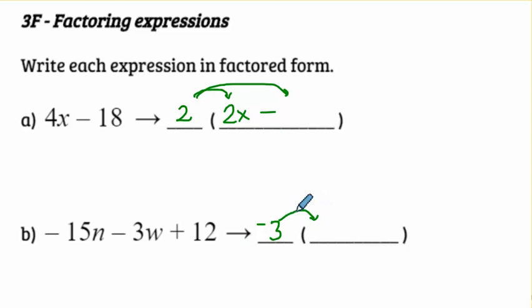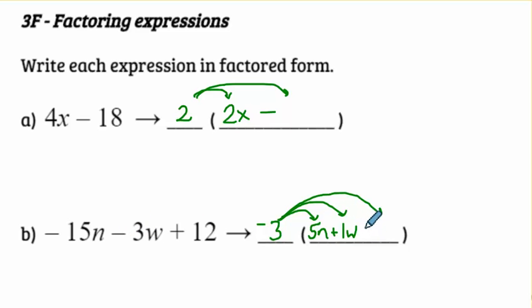So this means that we're going to be multiplying -3 on the outside by 3 different terms on the inside. So let's just start with the first one. -3 times what is going to give you -15n? Well, that would be 5n. -3 times 5 is -15. -3 times what is going to give you a -3w? Well, that would be 1w. And it would be positive because -3 times a +1 is a -3.